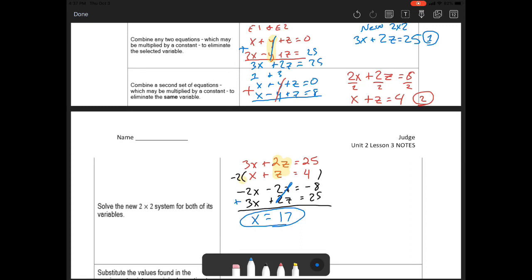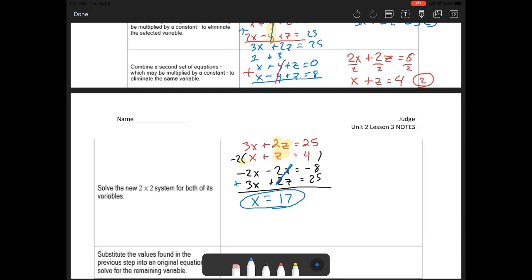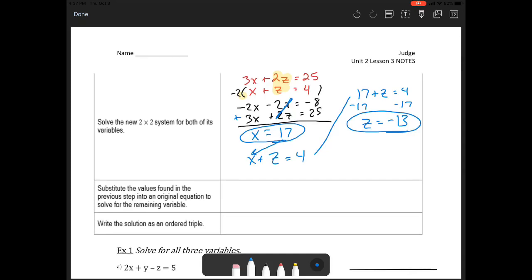Now, I can plug in that x into my second equation over here, which was x plus z equals 4, to find z. So I can plug 17 in right here and get 17 plus z equals 4, minus 17 on both sides, and I get z equals -13. So now I have 2 of my variables.